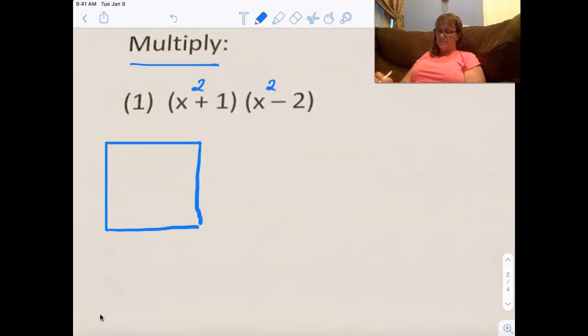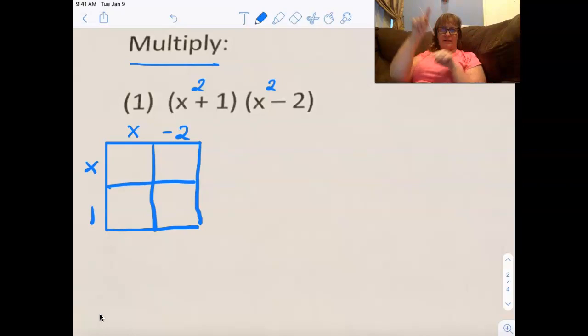just like that. And you've got 2 lines going down and 2 sections going across, and you would have put each term of the first binomial on the side, and then you would have put each term of the second binomial on top, and then you would have just multiplied like the old-fashioned multiplication tables. So x times x is x squared, 1 times x is just x, x times negative 2 is negative 2x, and 1 times negative 2 is negative 2.